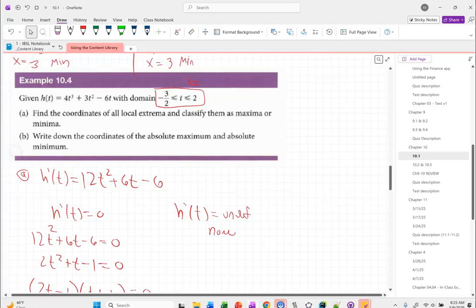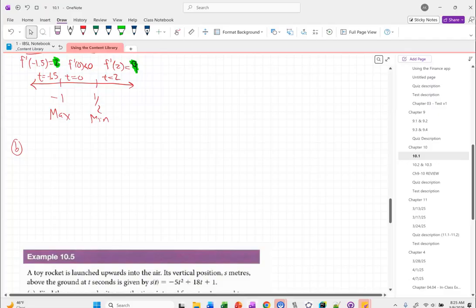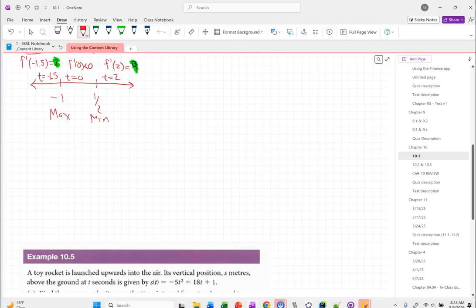What did the question ask for? Oh, it wants the coordinates. I wasn't done yet. Sorry. Wait, so when you're doing a second derivative test, do you plug the x values into the original function or into the derivative? We'll do the second derivative test in a second. Just hold on for a second. Is that okay?